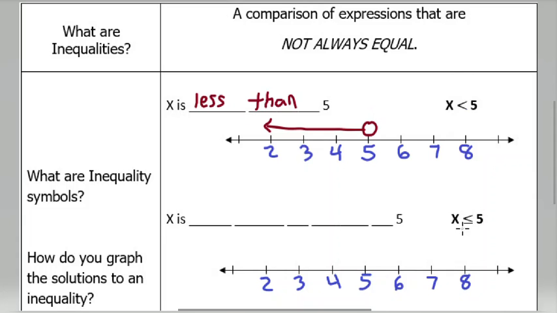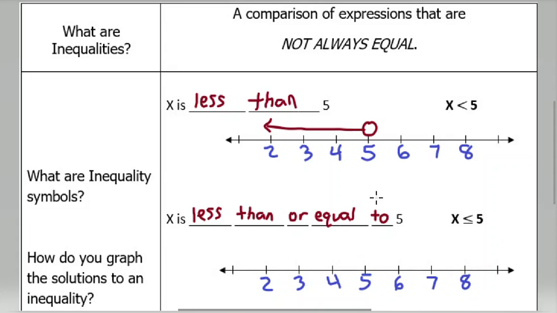All right, this next one down here, I have that same less than symbol, but then I have a line underneath of it. When I have a line underneath of it, that means that this is less than or equal to. So that means x could be any number that's smaller than 5, but it could also be 5. Where this one up here, it cannot be 5. It's just any number that's less than 5.